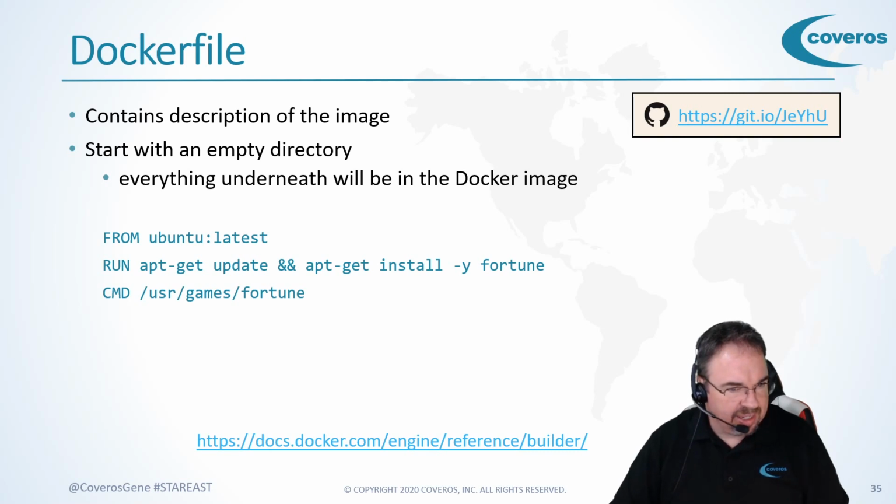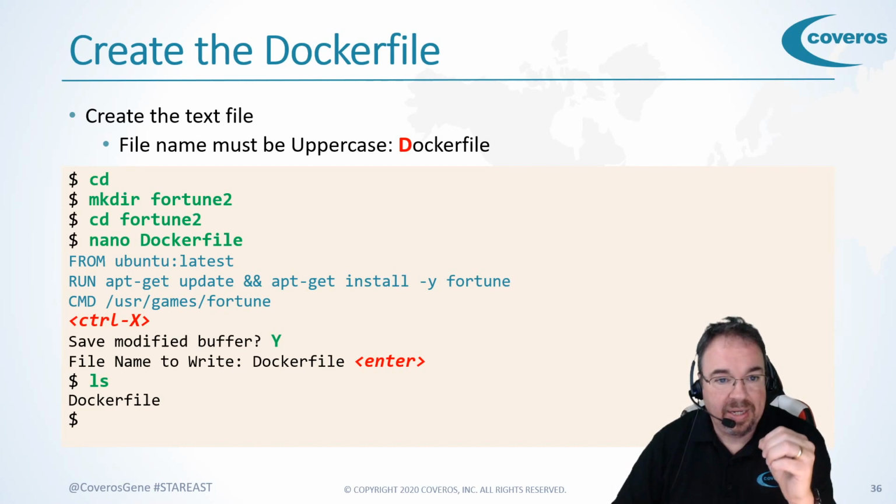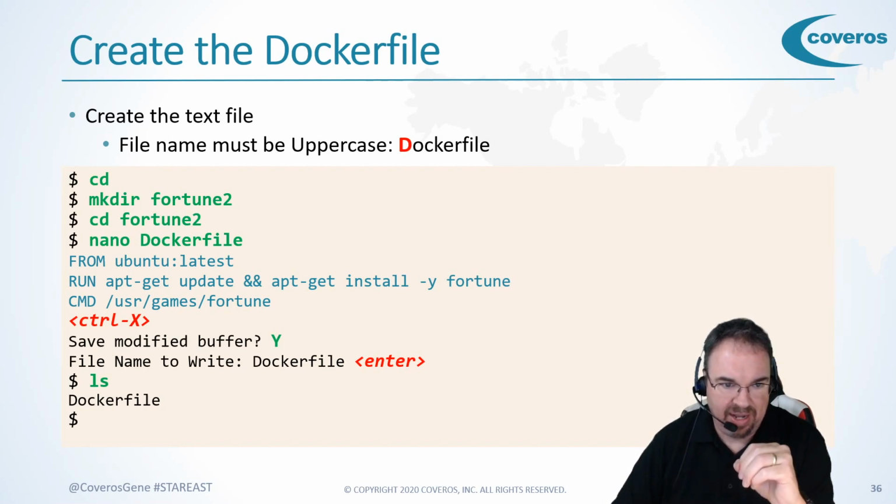All right, we're going to get to this in just a second. This is a 3-line Docker file. I'll talk through it as we go ahead and build it. But let's go back to our workstation. Here's what we're going to do. We're going to create a brand new directory. We're going to call this one fortune2. We're going to create a Dockerfile with the capital D. This is important. The file name has to be uppercase Dockerfile by convention.